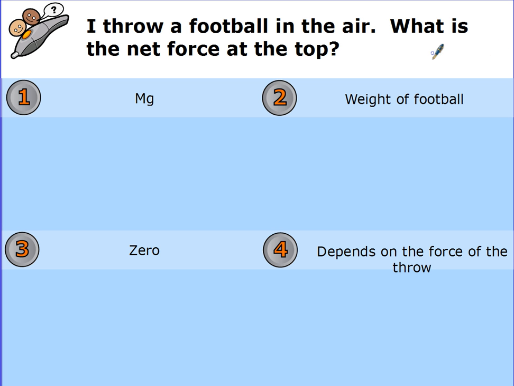Throw a football in the air. What is the net force at the top? Guys, it's equal to mg. Or you could say it's the weight of the football, so either 1 or 2. Don't tell me it's 0.